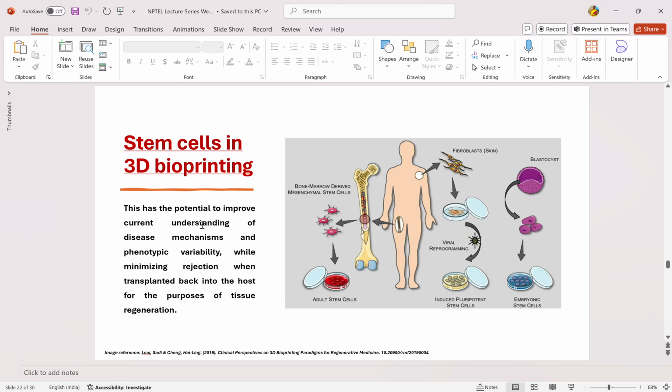So this has the potential to improve current understanding of disease mechanisms and phenotypic variability while minimizing rejection when transplanted back into the host for purposes of tissue regeneration. I told you the biggest advantage of 3D organ bioprinting is that you take the cells from your patient themselves. So if you're taking patient cells and then whether you're reprogramming them or directly using the stem cells for growth, since it is directly from your patient, it will minimize the risk of rejection when you transplant it back. That is, there will be no host graft rejection.